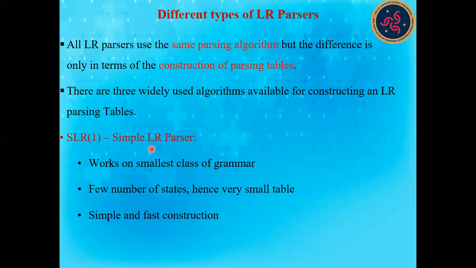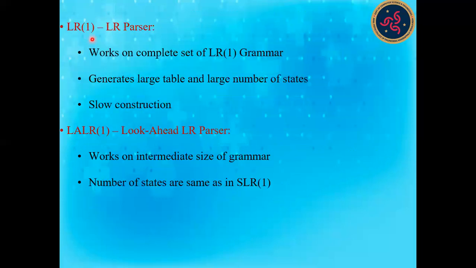This is a parser which works on the smallest class of context-free grammar. Here we have a small number of states, and therefore a very small table is constructed. It is very simple and a fast construction of the table. The next type is LR1, where the lookahead is 1. It works on the complete set of LR1 grammar, and it generates a larger table with a larger number of states. The construction is a bit slower when compared to SLR.